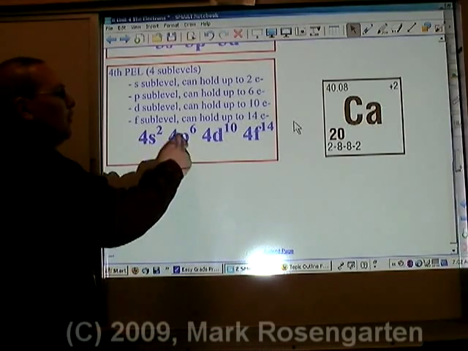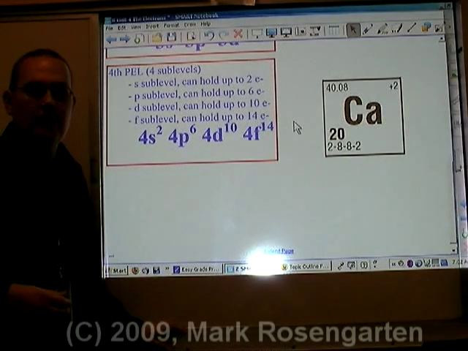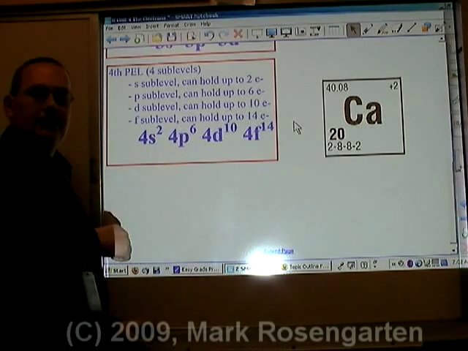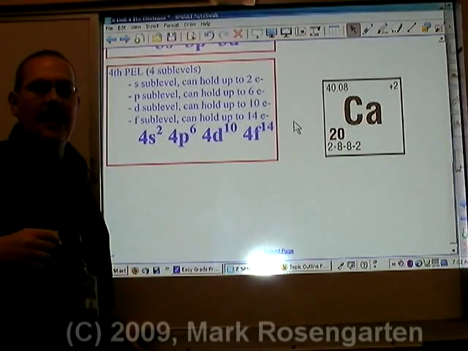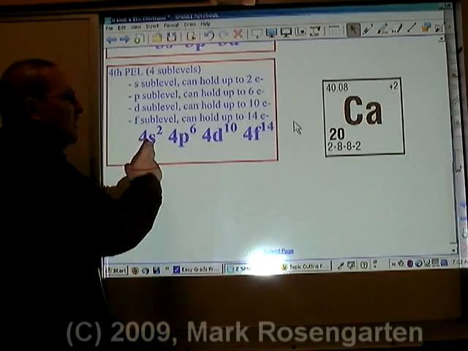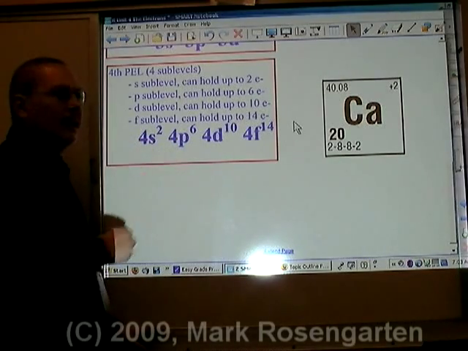Notice that the sublevels repeat themselves as you go up in energy level. Also note that S always holds up to 2, P always holds up to 6, D always holds up to 10, and F always holds up to 14. You must complete one sublevel before moving to the next sublevel.